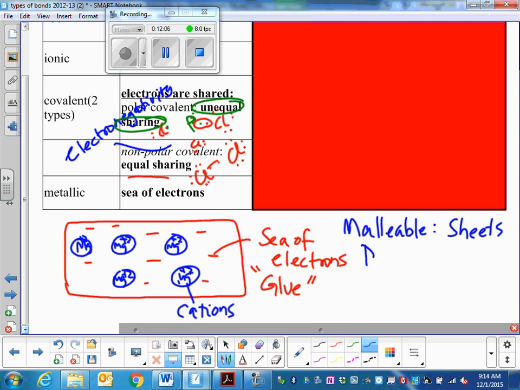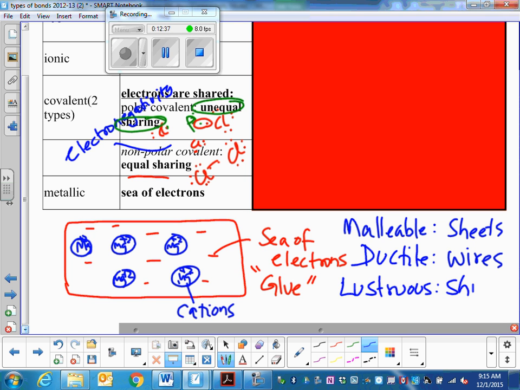What is ductile? You can turn them into wires. Why does it happen in metals? As you beat them, this layer becomes a single layer of cations and the electrons are able to move around, and that's why, because of their structure, you can beat them into sheets and beat them into wires. Now, metals are lustrous, right?